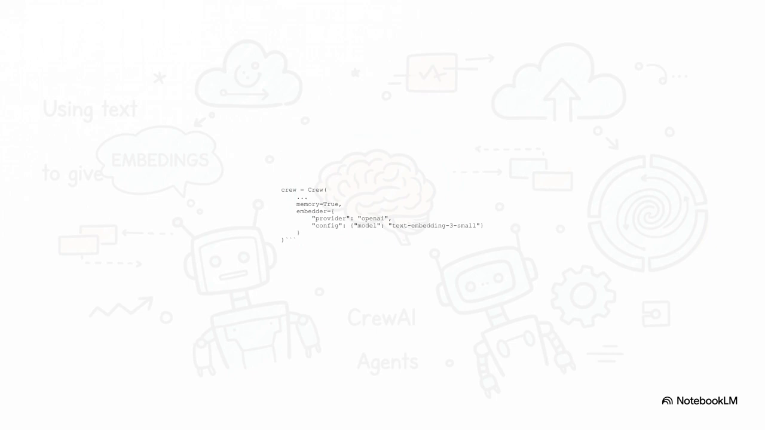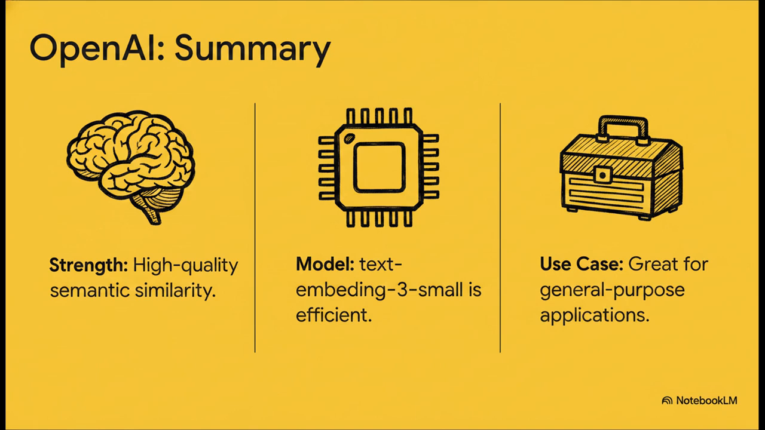That's it. CrewAI takes care of all the heavy lifting in the background. So, the bottom line for OpenAI. It's your rock-solid choice for pretty much any general-purpose project where you need great performance without breaking the bank. That text embedding 3 small model is super efficient and a perfect starting point for most things you'll want to do.